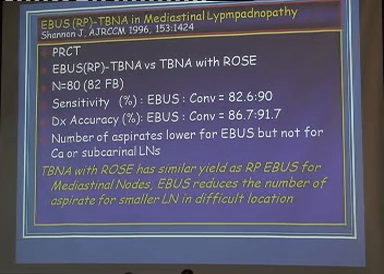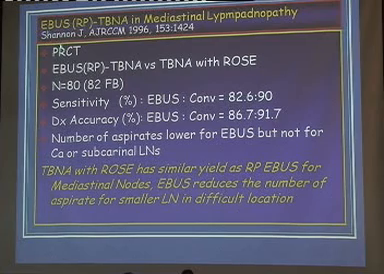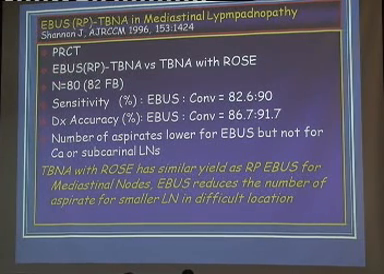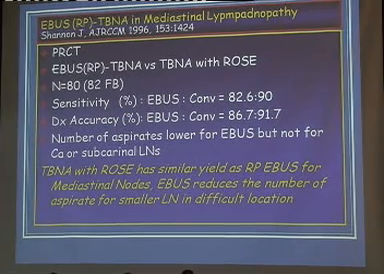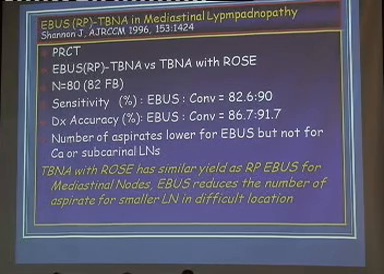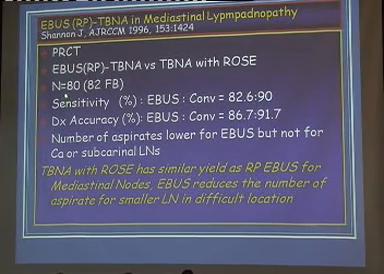Next article, and I'm taking it in chronological order. This was published in the American Review in 1996. It was a prospective randomized controlled study. What they did, EBUS. This is a radial probe EBUS, transbronchial needle aspiration versus transbronchial needle aspiration with ROSE. They did radial probe EBUS and TBNA, or TBNA with ROSE. So they compared conventional with a fancy tool of radial probe, 82 bronchoscopies in 80 patients.